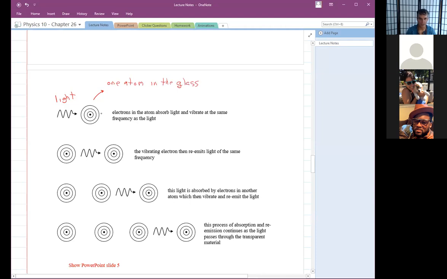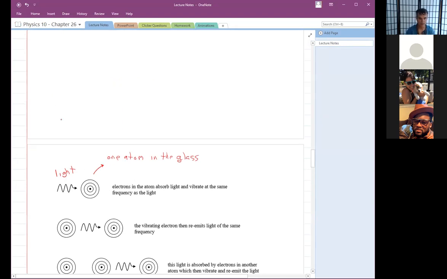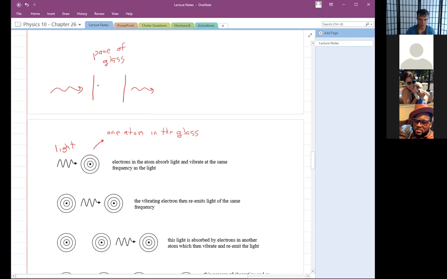So there's an electron in this atom. Also, just to be specific, I've got this light coming in, and here's just this pane of glass. I want to know, how does this light eventually get to the other side of the glass? It doesn't just pass straight through it. It's continually getting absorbed and then re-emitted, and then absorbed and then re-emitted, many, many, many times. So this right here below might just represent 3 of the many atoms that are in the glass.